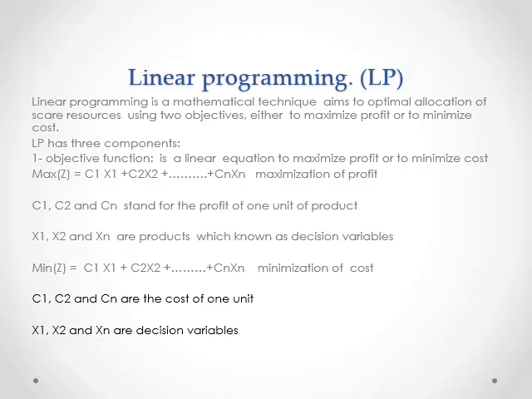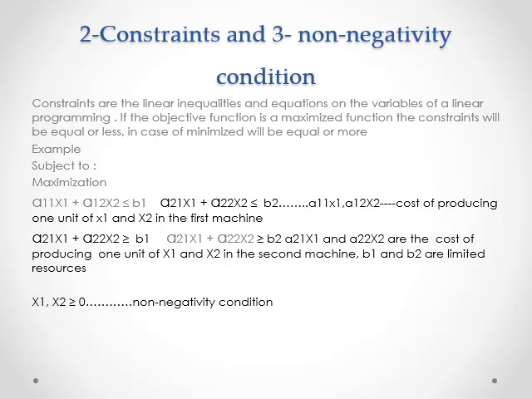Now we design, almost designed as shown, two objective functions: objective function of minimization and objective function of maximization. Number 2, constraints, and number 3, non-negativity condition.